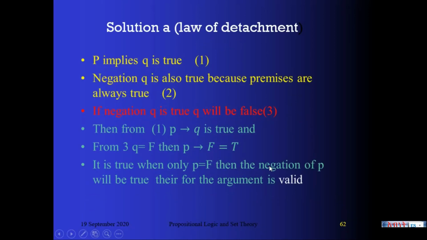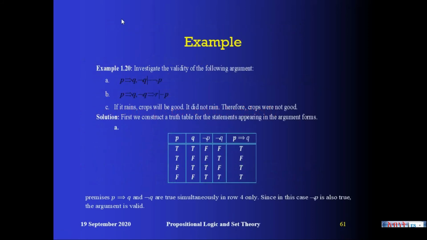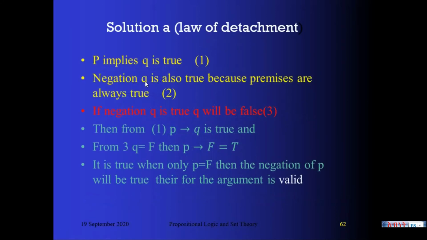And let me show you by the rule, the law of detachment. Now, P implies Q is true because of the premises. This is also true because of what? Premises. Now let's proceed. Negation Q is also true because 1 and 2 are premises. So if negation Q is true, what will be Q? Negation rule. Q will be false.